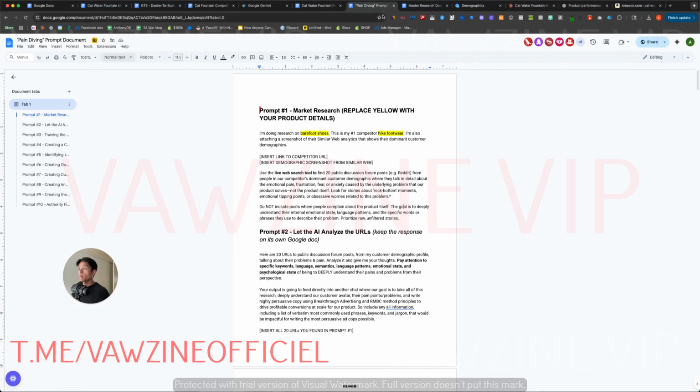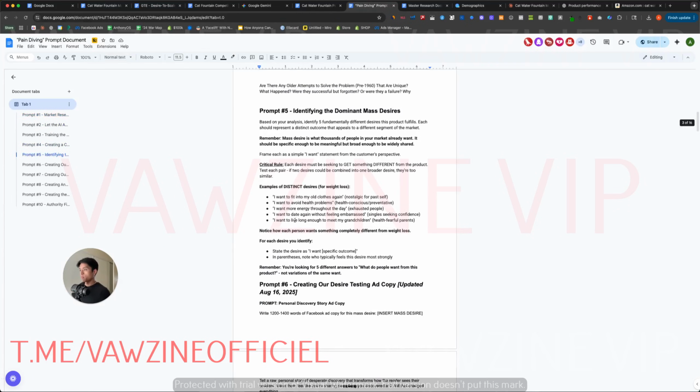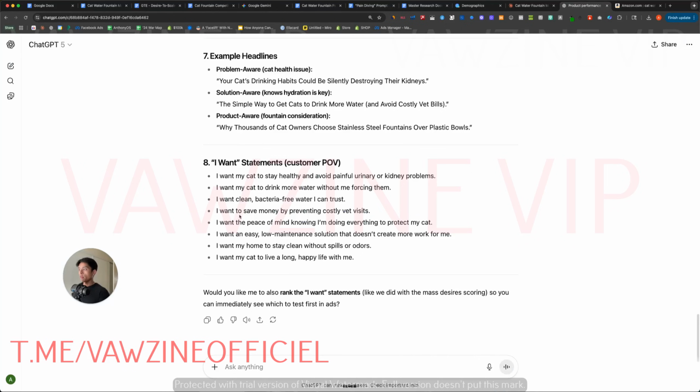So for those of you coming from 1.0, you'll remember this prompt here, which is identifying the dominant 5 mass desires. And then they would look something like this. Now they look like this. So these are the mass desires. I want my cat to stay healthy and avoid urinary problems. I want my cat to drink more water without me forcing them. I want clean, bacteria-free water I can trust. I want to save money by preventing costly vet bills. Okay, so these are the desires.